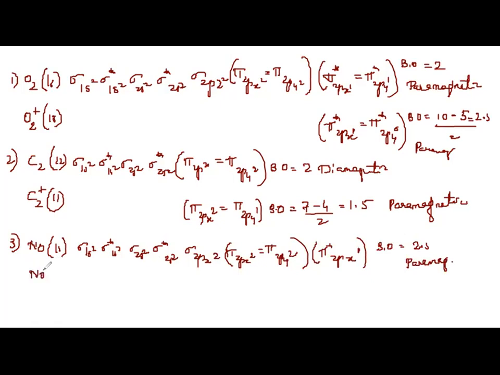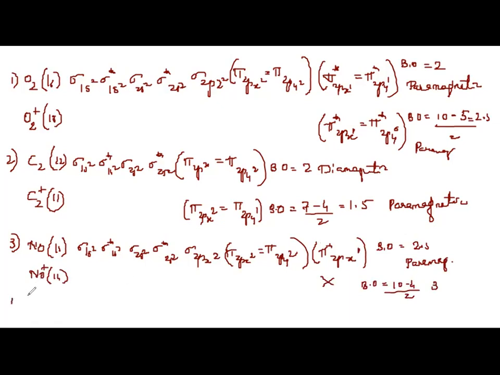Okay, last, NO to NO plus they have said. So NO plus means what? 14 electrons. Everything remains the same, only this part does not come. So bond order will be what? 2, 4, 6, 8, 10. 10 minus 4 by 2. It is 6 by 2. 6 by 2 is 3. Correct?